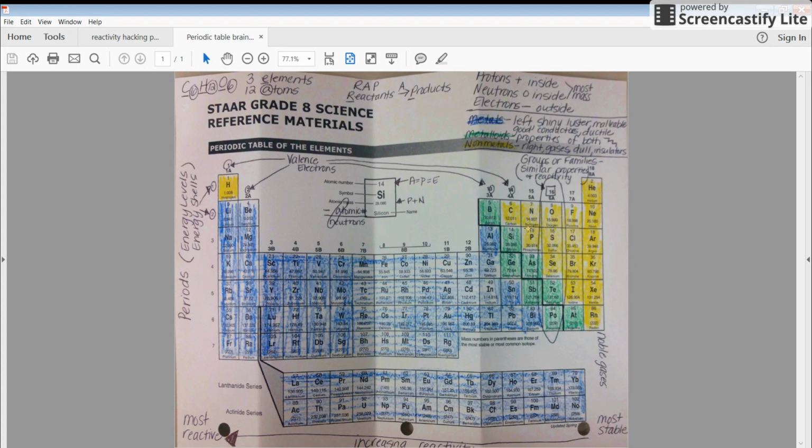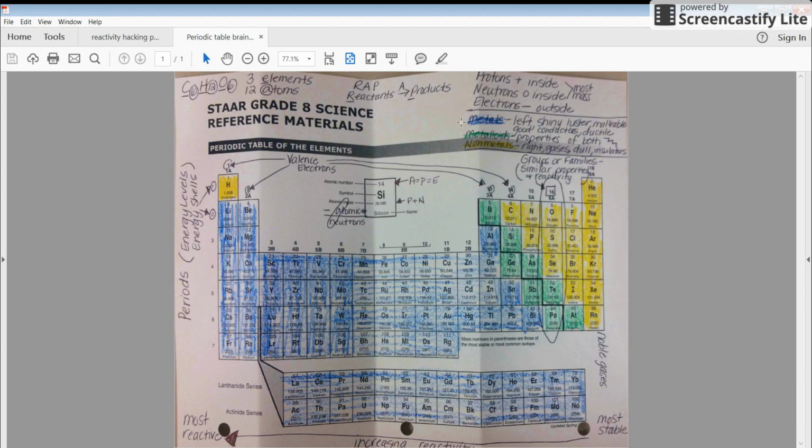Nonmetals are mainly gases. They're found on the right-hand side of the periodic table, with one exception. So they are the opposite of metals. They are dull, which means they're not shiny. They are insulators, and they are poor conductors. And they are not malleable or ductile. And the word to describe that is brittle. Brittle means that they break easily, so they cannot be molded or bent into shapes.